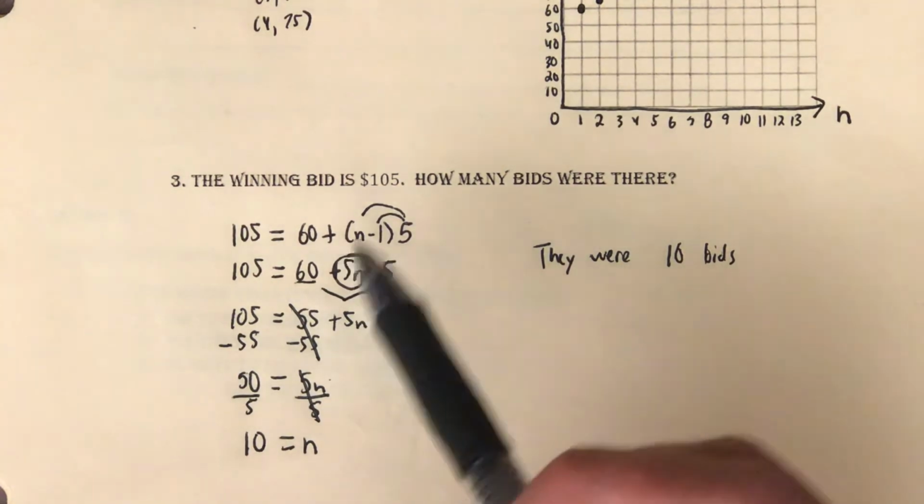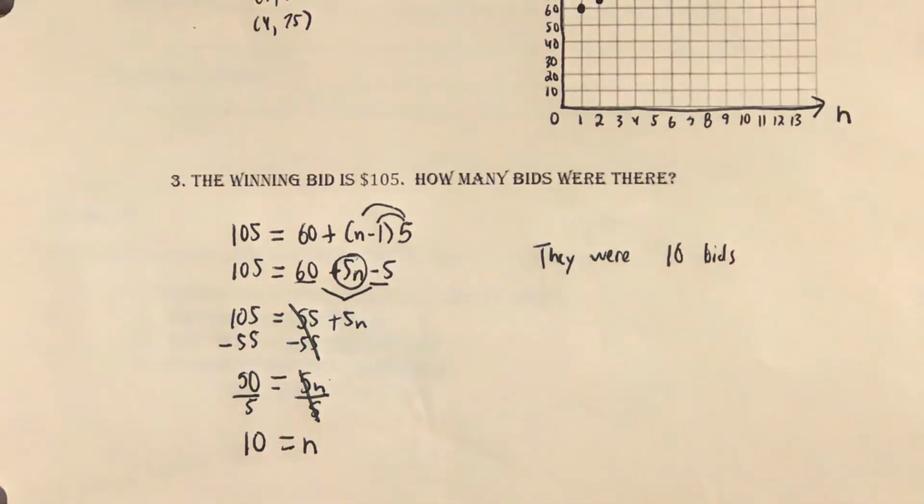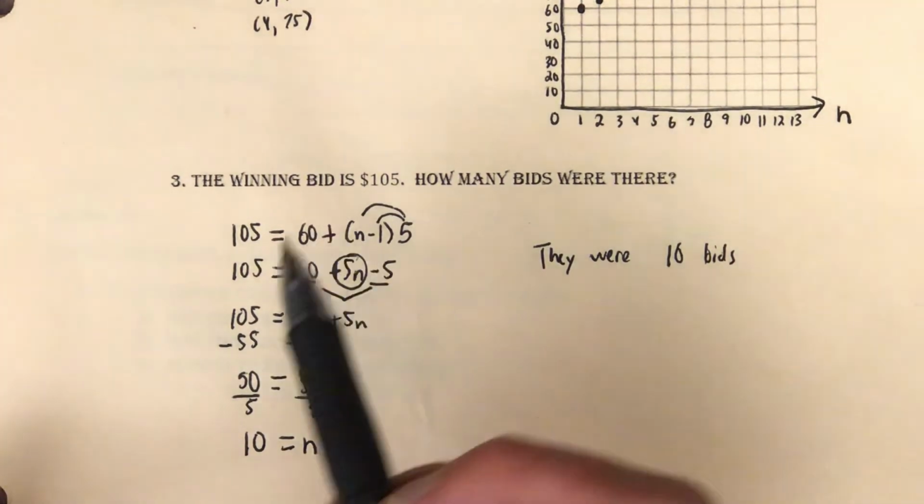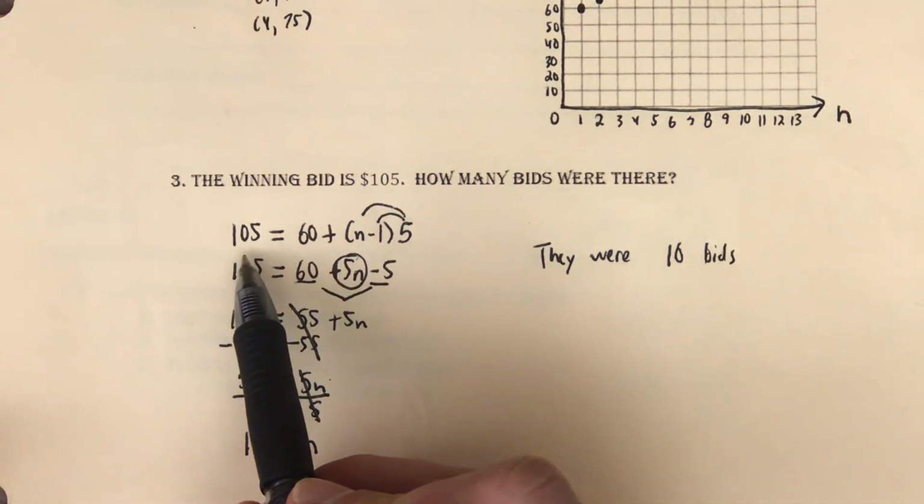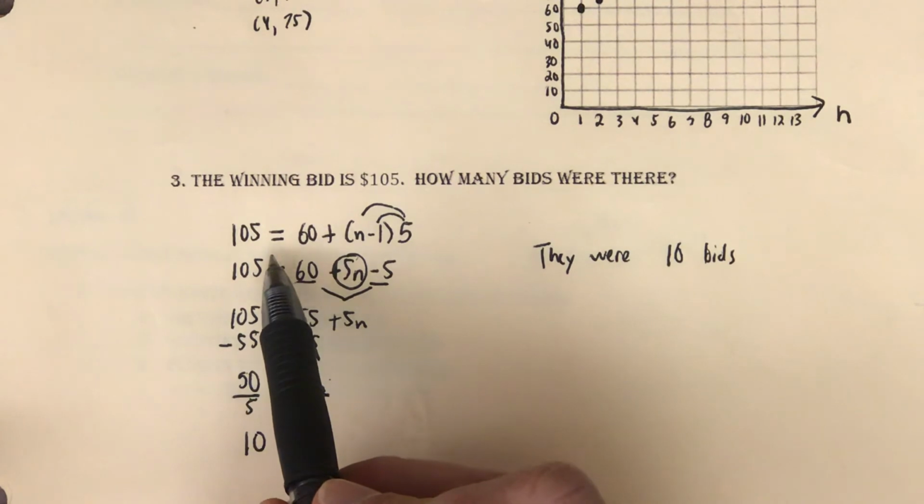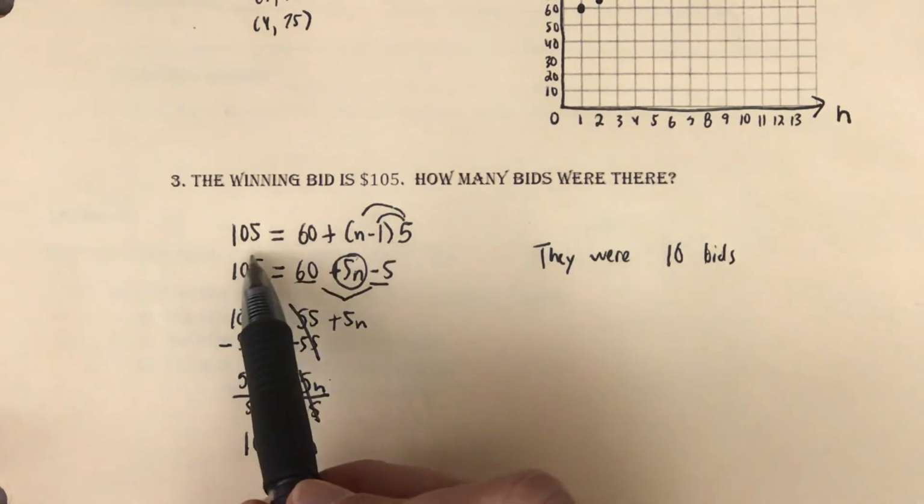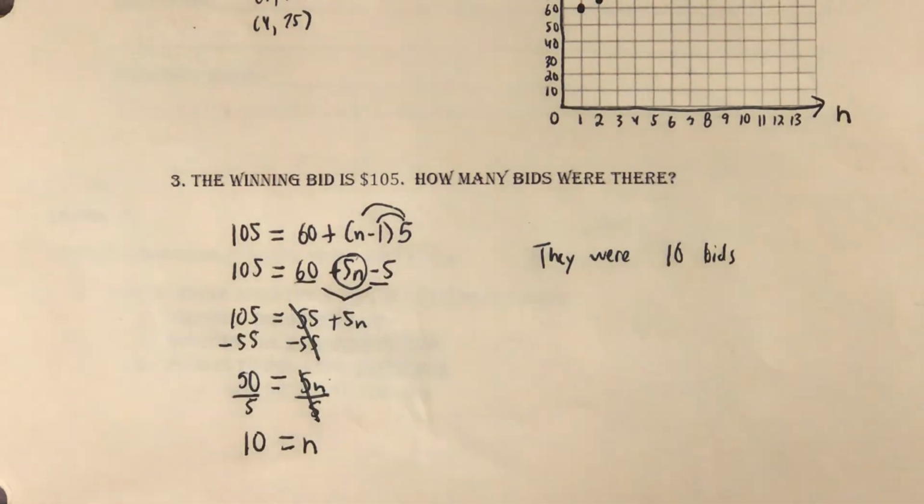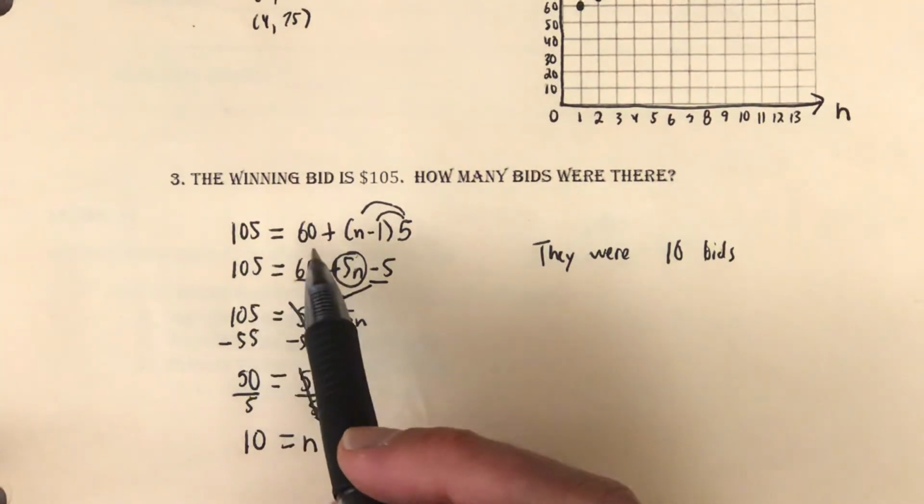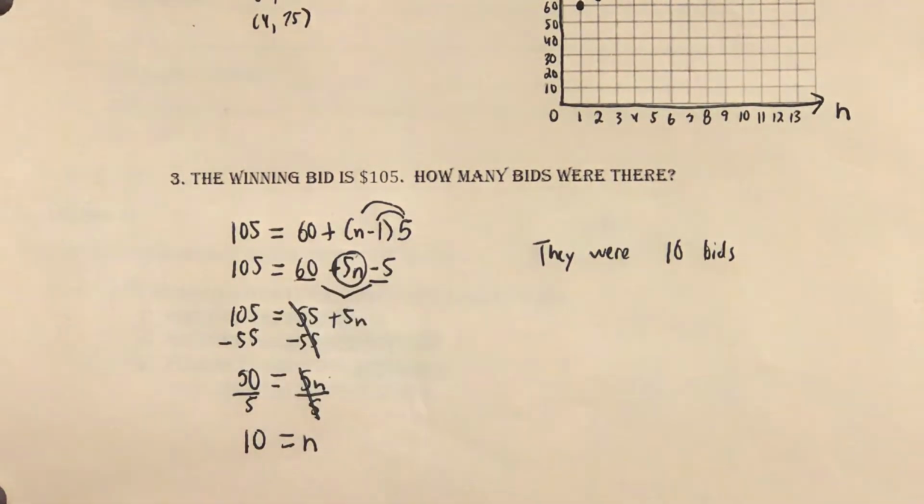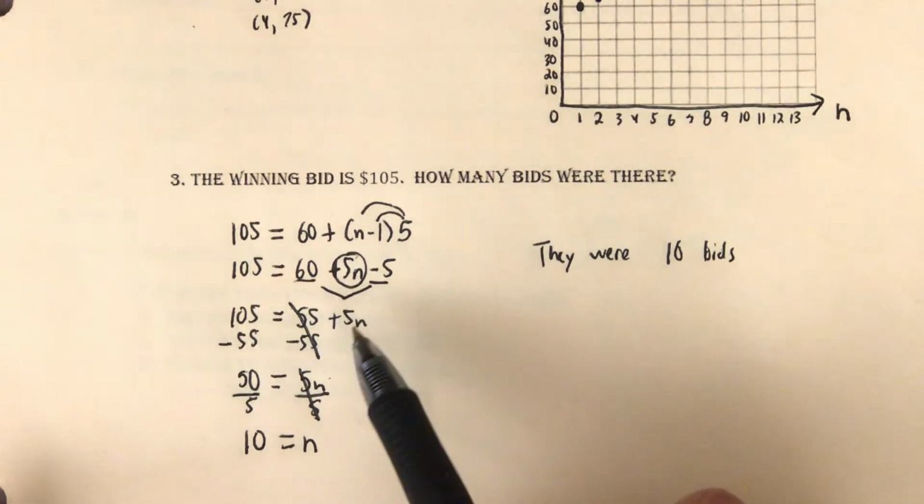Well, remember n in our function stood for the position of the bid. So what we did was we set 105 equal to the function itself. So we said $105 is the end result, right? We're going to set that equal, and we can figure out the position of 105, or the bid number it was, from there. So we said 105 equal to 60 plus n minus 1 times 5, which was the function we wrote earlier. Then we simplified it down.